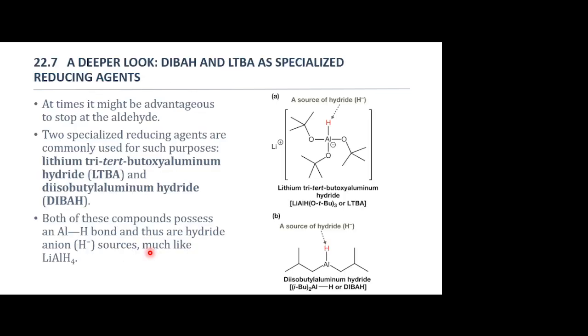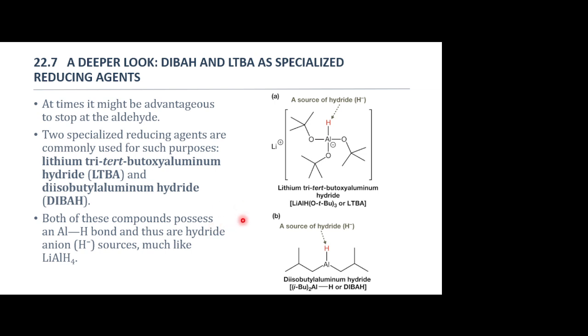All right. Let's go to the next one. So there are times that it may be advantageous to stop at your aldehyde. Two specialized reducing agents are lithium tri-tert-butoxy aluminum hydride, this is LTBA, and diisobutyl aluminum hydride, this is DIBAH. Both of these actually have aluminum hydride bonds.